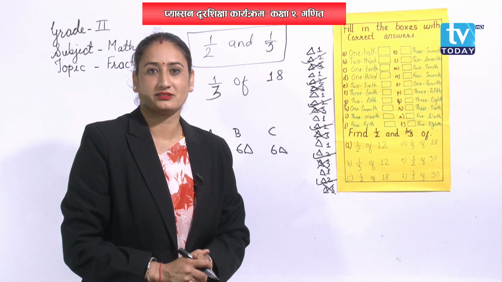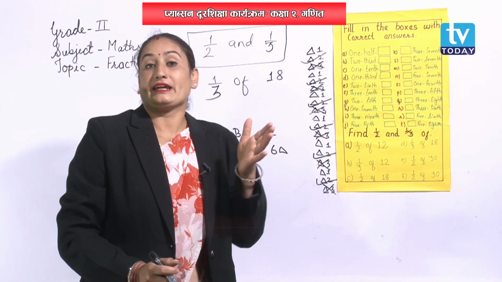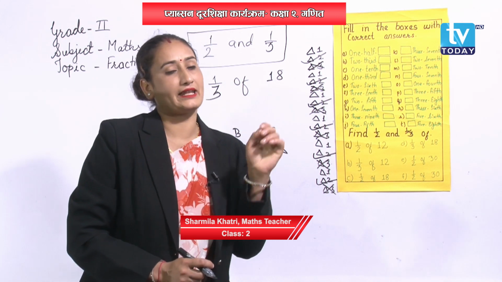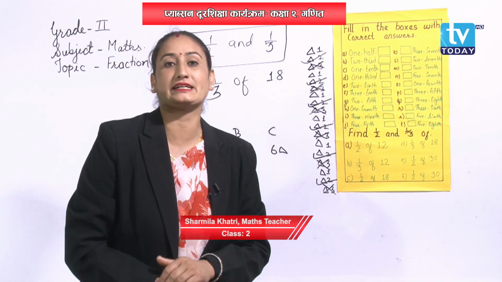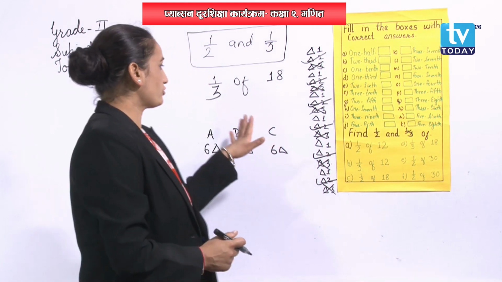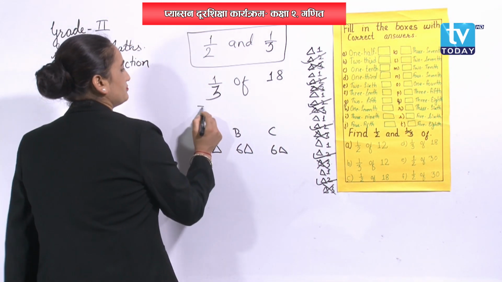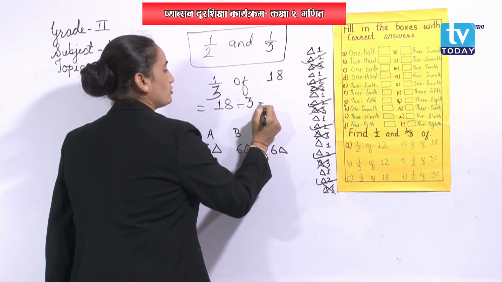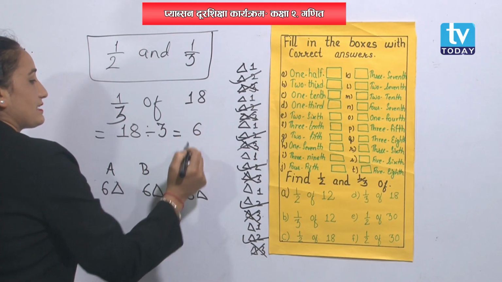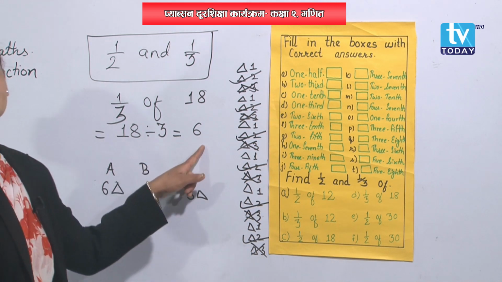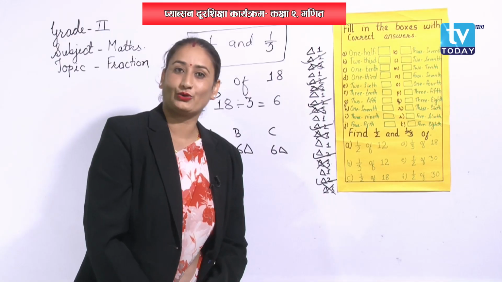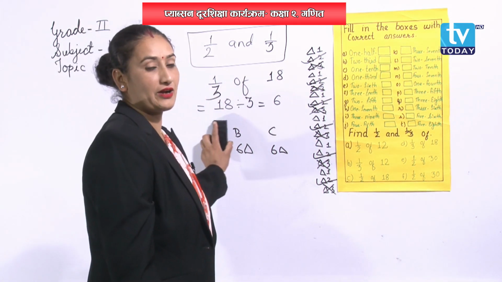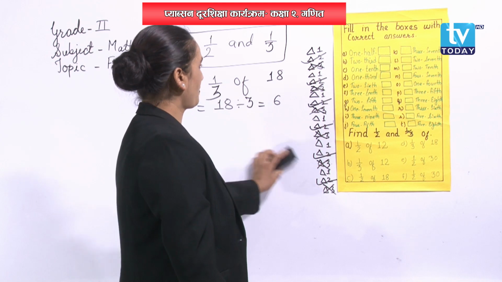That means 18 triangles are divided into 3 groups, and each of the 3 groups is getting 6 triangles. So how do we write it in answer form? Let's write it. 18 divided by 3 groups, then each group is getting 6 triangles. So you have to write 6 here. Okay. Very good. I hope you are understanding it, right?